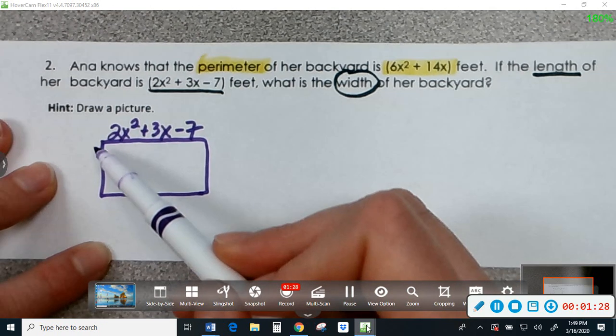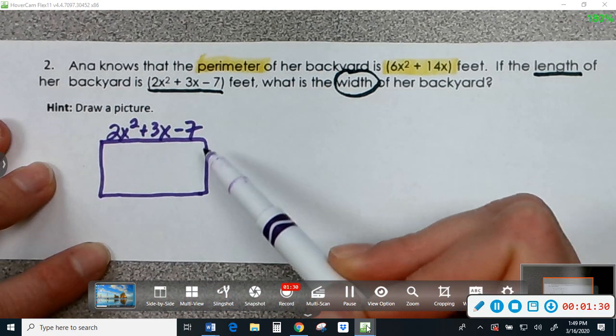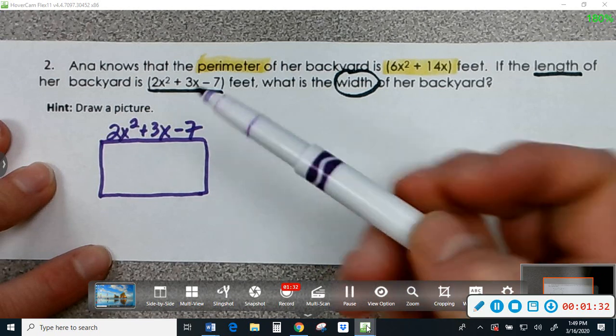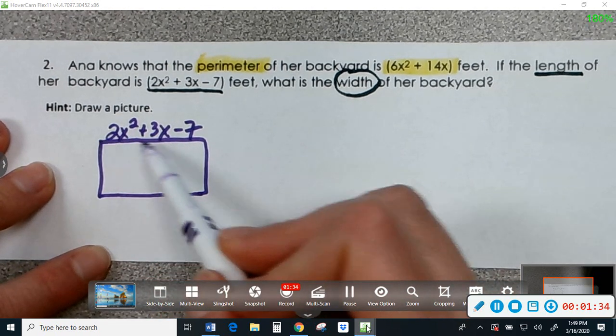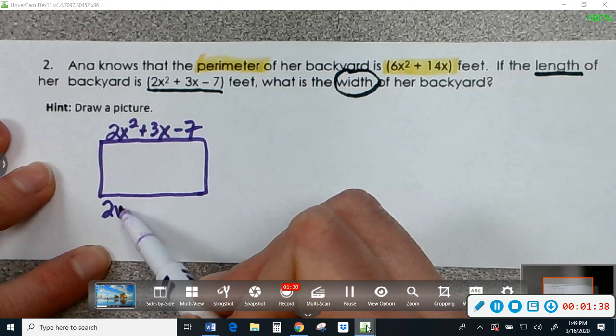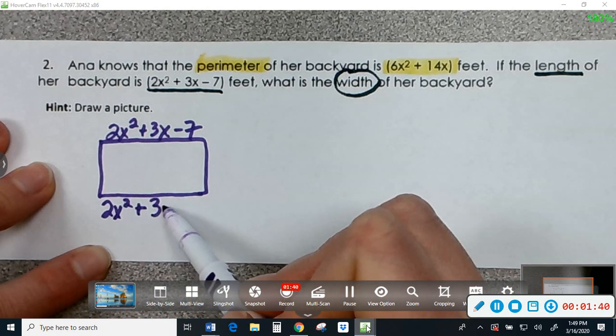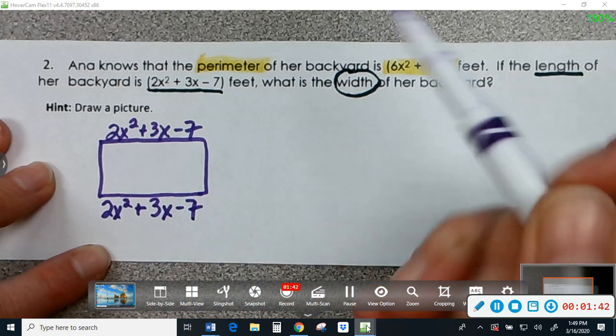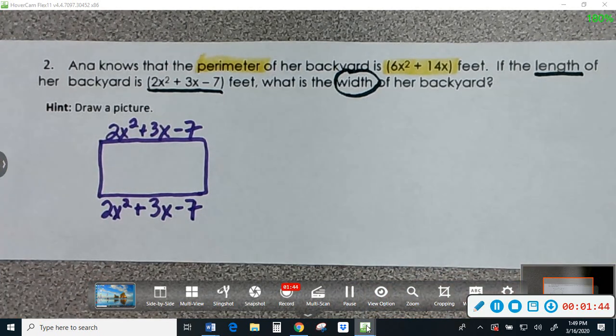It's totally okay if you considered the left and right sides as lengths. Okay, that doesn't matter. Since I'm considering the top to be the length, I know that the bottom would be the exact same. So I'm going to label that as well. Okay? Now, just like in the previous problem, I'm going to take inventory of what I already have.